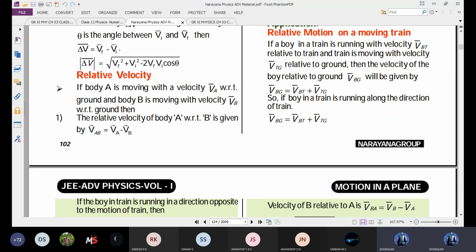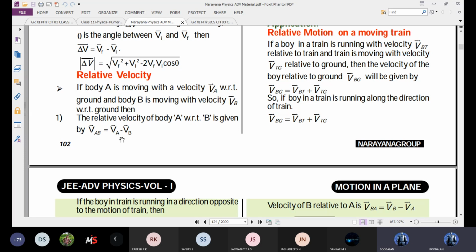Body A is moving with velocity V with respect to the ground, where WRT means with respect to ground, and body B is moving with velocity V with respect to ground. The relative velocity of body A with respect to B is VA minus VB, both with respect to ground. This is the key point: we should use the formula V vector equals VA minus VB. Relative velocity, first condition completed.